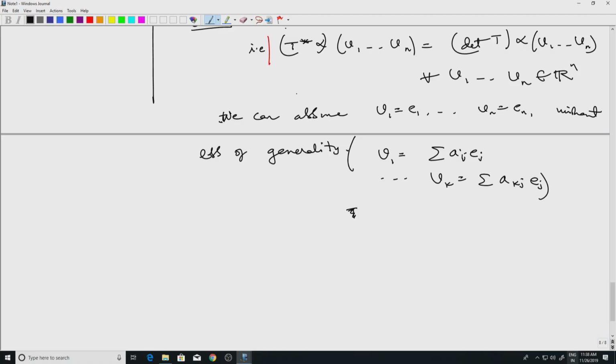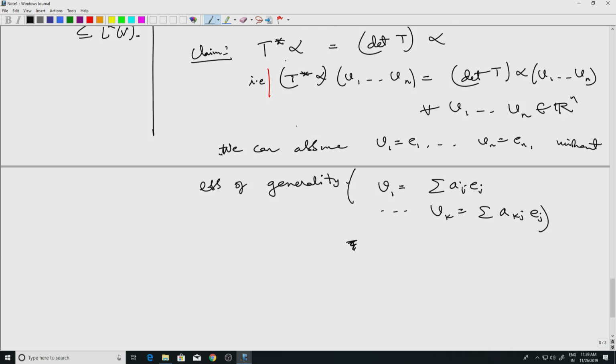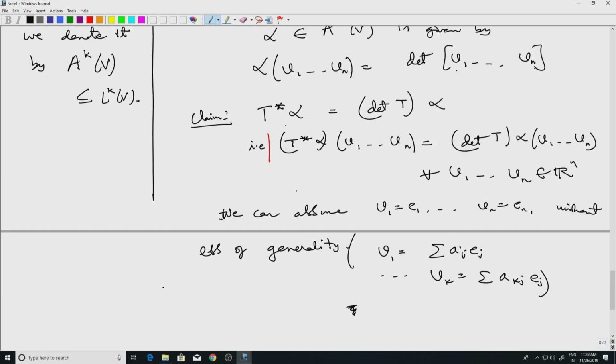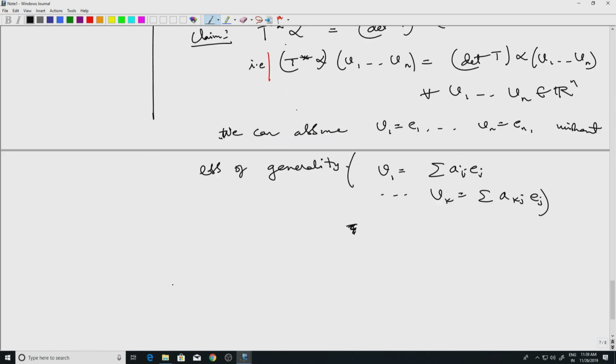Towards the end of the last class, I was discussing an example involving seeing how pullbacks look like when we take pullbacks of certain very specific symmetric and alternating tensors. So we did the case of the inner product, and now we are looking at the determinant.